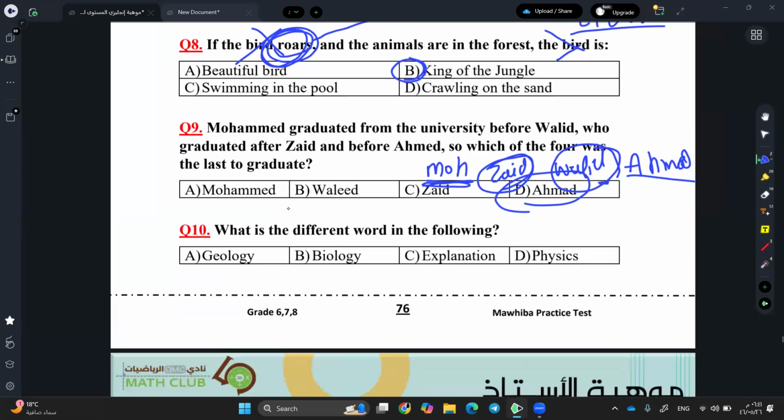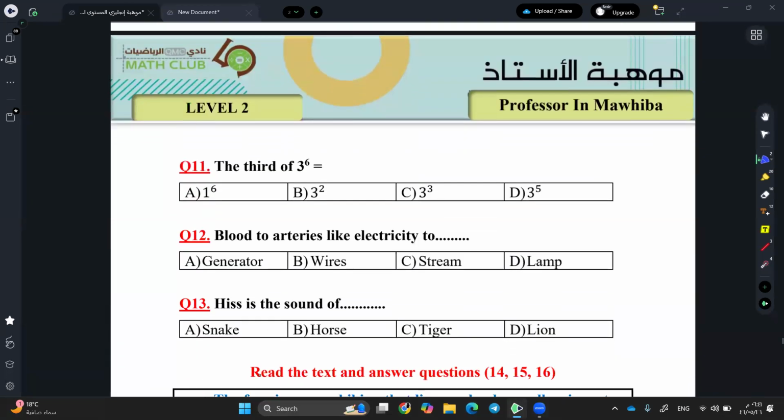10, the answer is C, because all of them are types of science except C. Excellent. So what is the different word? Here, geology, biology, explanation, and physics. So it's going to be explanation, because physics, biology, and geology, all type of science. Okay, question number 11.